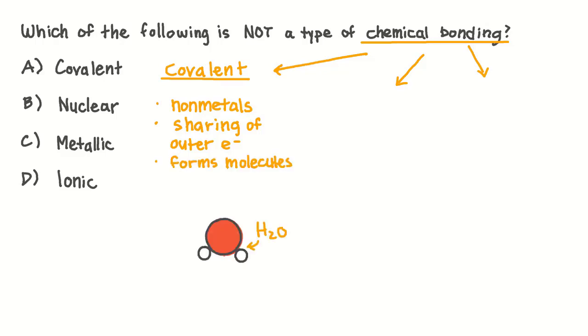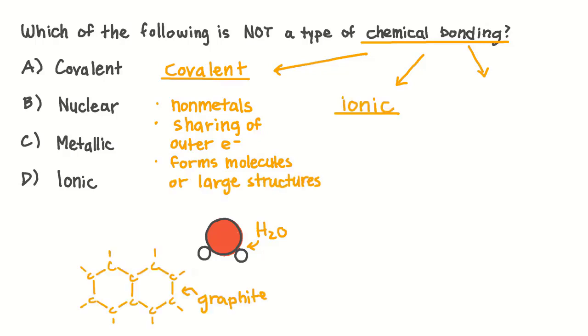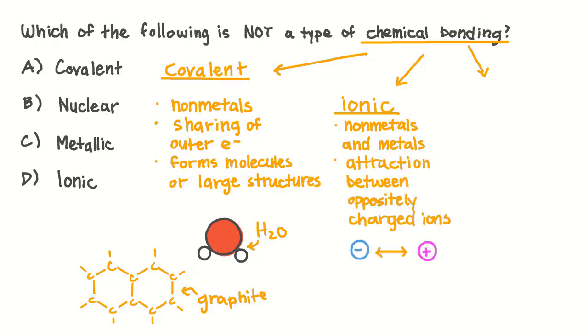When atoms bond covalently, they can form simple molecules like water, or they can form large repeating network covalent structures like graphite. Then there's ionic bonding. Ionic bonding primarily occurs between nonmetal and metal elements. This type of bonding is caused by an electrostatic attraction between oppositely charged ions. This is the type of bonding you see in table salt, which has the chemical formula NaCl, or sodium chloride.